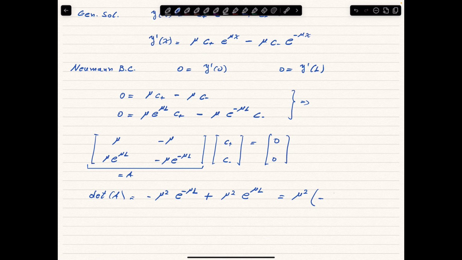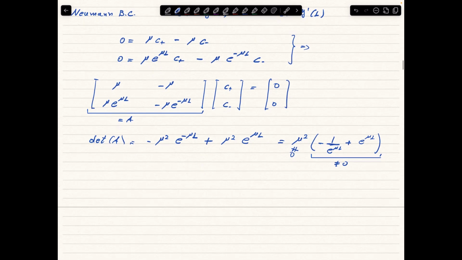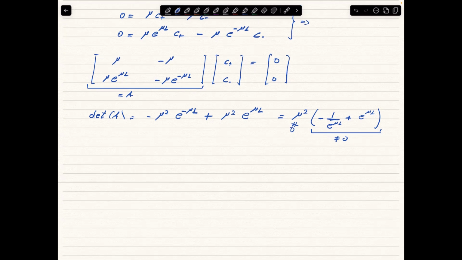Okay, but this is nothing more than mu squared times, and then what do we have? We have a negative 1 over exponential mu L plus exponential mu L. But this is different from 0. Recall, mu is different from 0. Actually, it's positive. So then this is different from 0. And then matrix A is invertible.